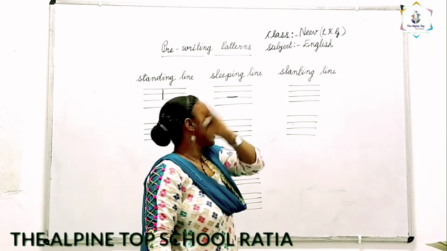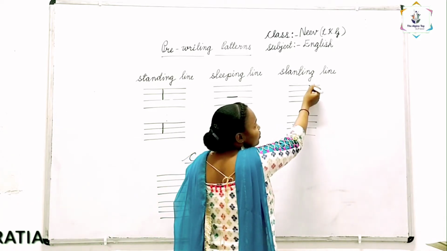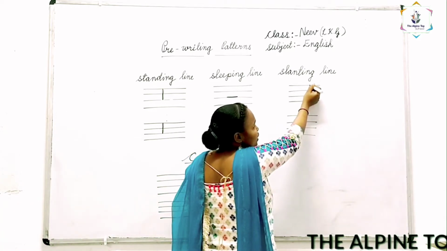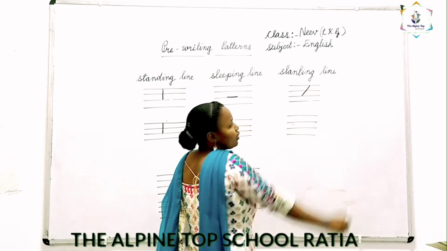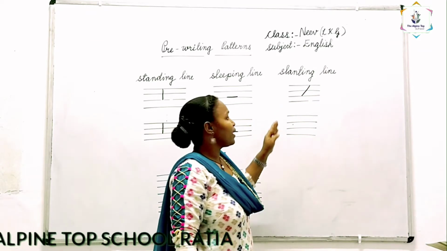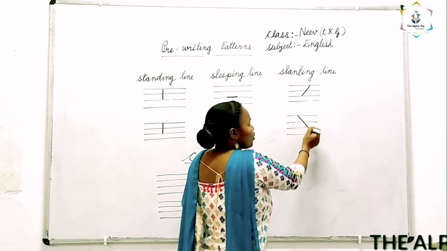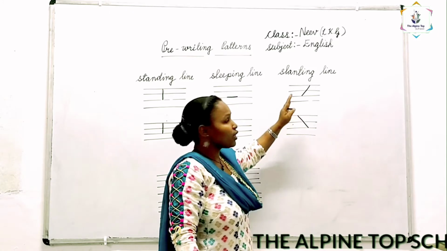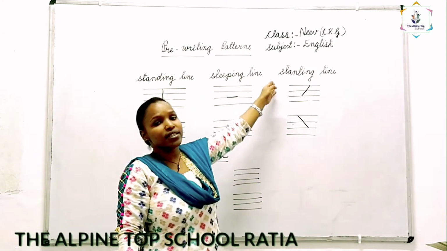And next, slanting line. Slanting line means the line should go from the first line to the third line. It should cross like this. This is called a slanting line. It will come like this, or like this. Both are the same. Standing line, sleeping line and slanting line.